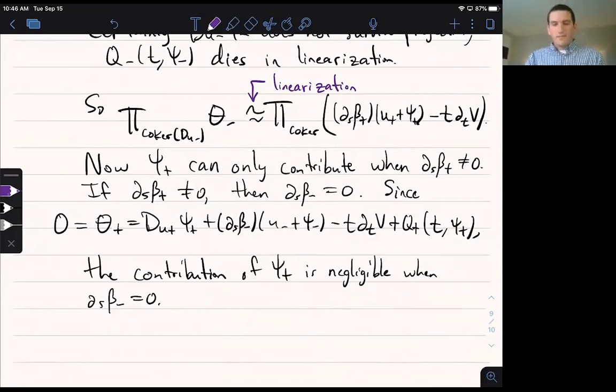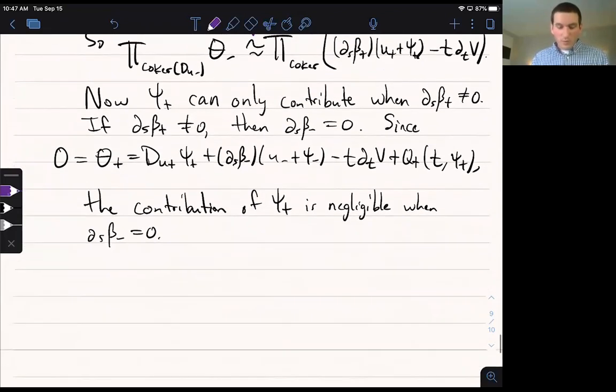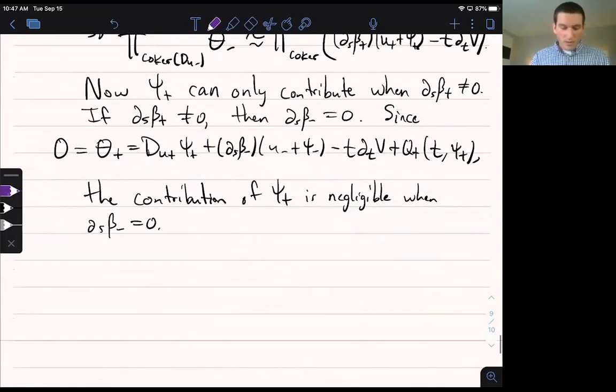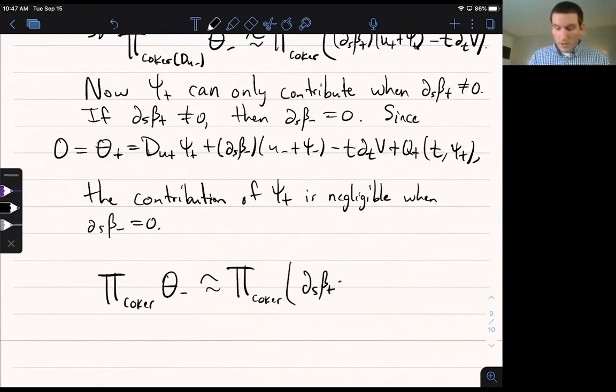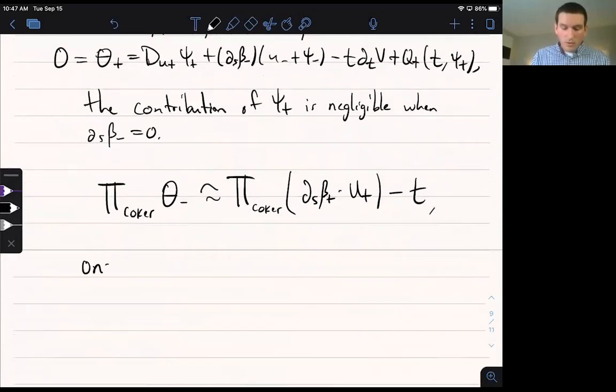If we're all sort of okay with approximation for now, maybe I'll just carry on and pretend that I know what I'm talking about. So at this point, we've reduced our approximation. We've got pi to co-cur of theta minus. I will once again use this nebulae and say it's going to be pi to co-cur of ds beta plus times u plus e, where I'm going to choose the projection so that it sends dtv to 1.